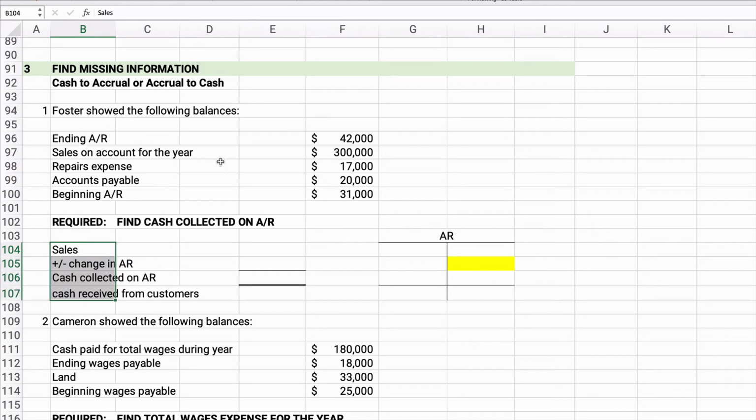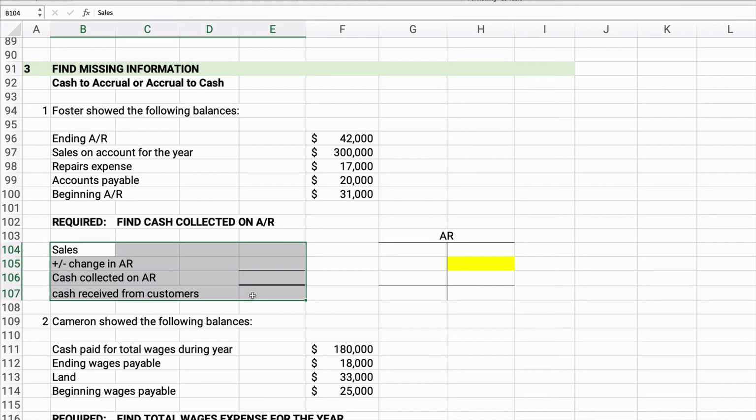Foster showed the following balances: ending accounts receivable, sales on account, repairs expense, accounts payable, and beginning accounts receivable. So the question would be, find cash collected on accounts receivable. What is cash collected on accounts receivable? Well, we don't need all this. Repairs expense is kind of a red herring. You just don't need it. One of the things you have to know is what you need and what you can ignore. That's important.